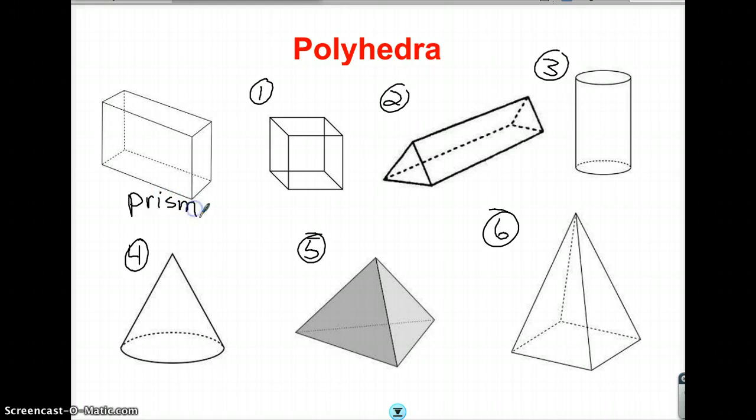P-R-I-S-M. And there are all sorts of different kinds of prisms, right? And there are all sorts of other special polyhedra. Obviously, this isn't a prism, nor is this, right? Because it doesn't have the same properties. But we reviewed them in class. Let's see what you remember.